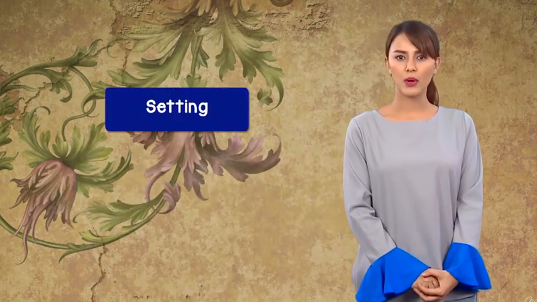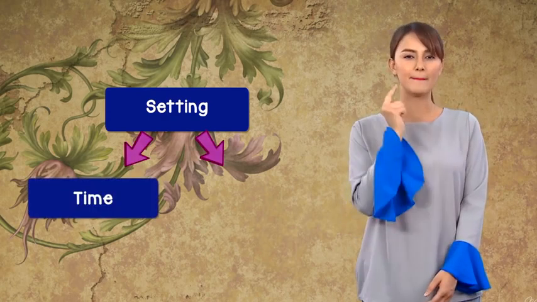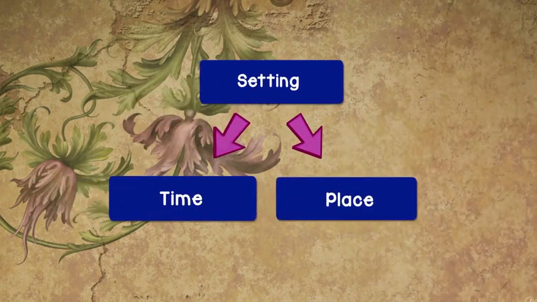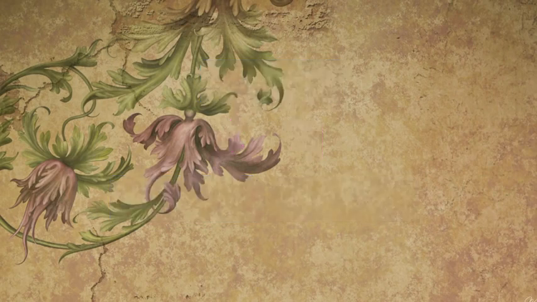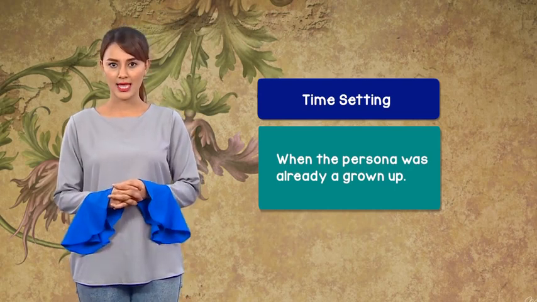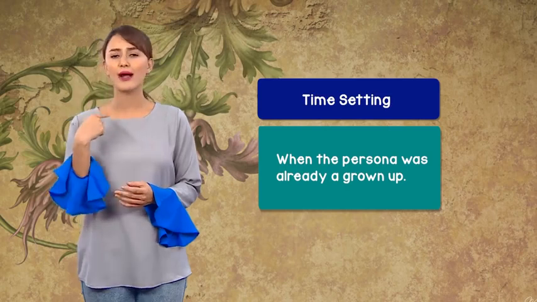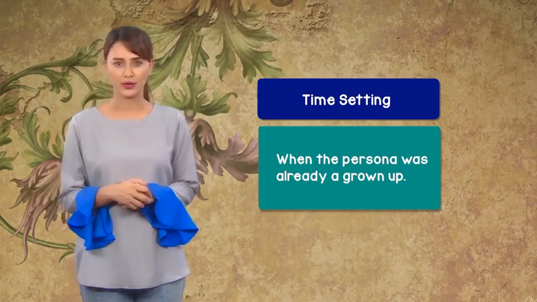The setting of this poem can be divided into 2 parts, which are time and place. For the time setting of this poem, we can assume that the poem was most likely written when the persona was already a grown-up. As she looked at the photograph, she recalled her childhood memories with her grandmother.